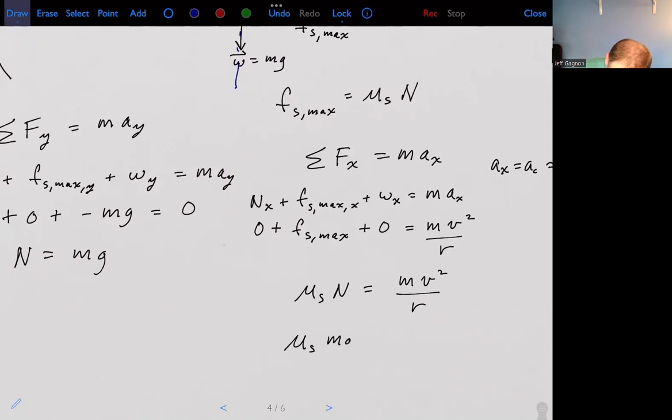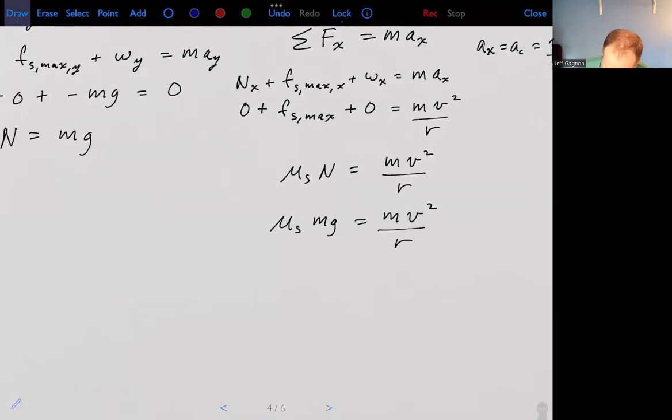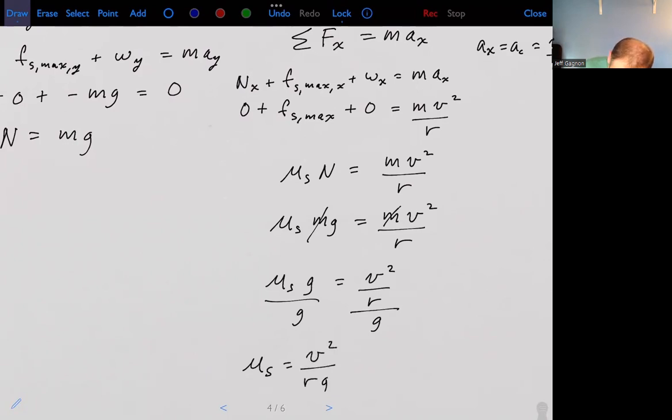So this is mg, right? N is mg. I'm just substituting in, which is mv squared over r. And then finally, I can simplify this a little bit, right? I can cancel the masses, and then I could divide both sides by g. So I'm going to solve this for mu s, right? So divide by g, divide that by g. So mu s here is going to be v squared over rg, right?